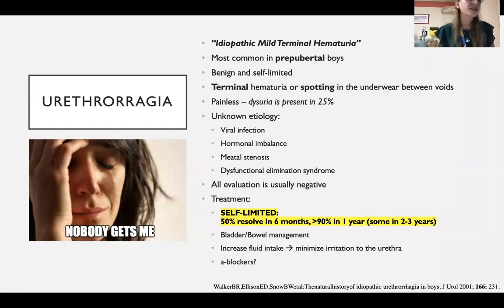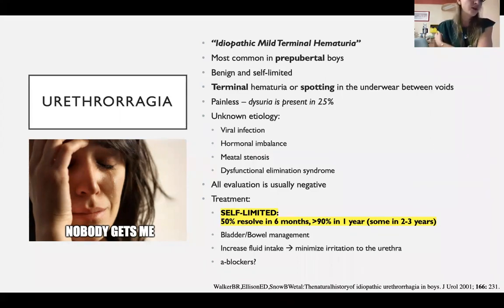Its presentation is most common in prepubertal boys with a history of terminal hematuria or spotting in the underwear between voids. It is usually benign and painless, although up to 25% of cases have reported dysuria in presentation. The etiology is unknown, and some of the theories suggest viral infections, hormonal imbalances, meatal stenosis, and dysfunctional voiding or elimination as an underlying etiology.